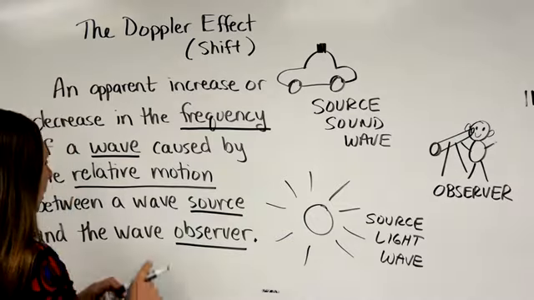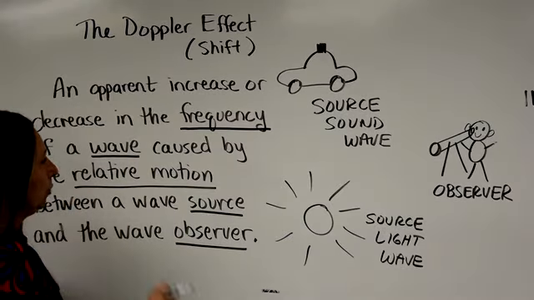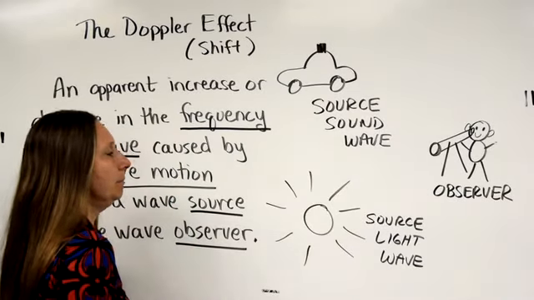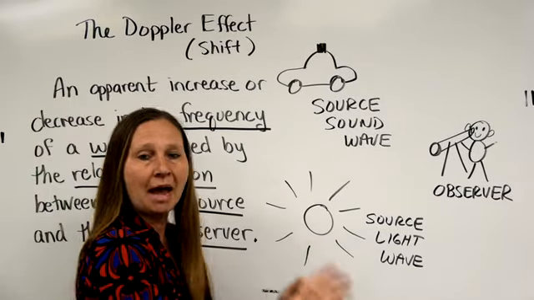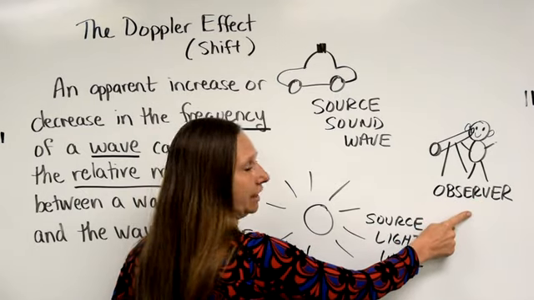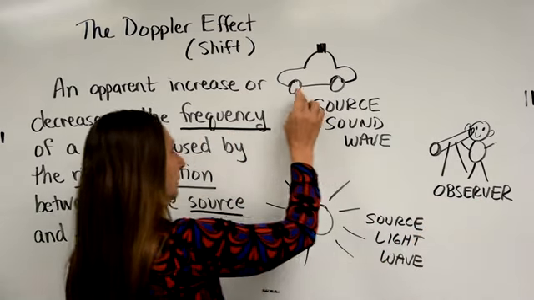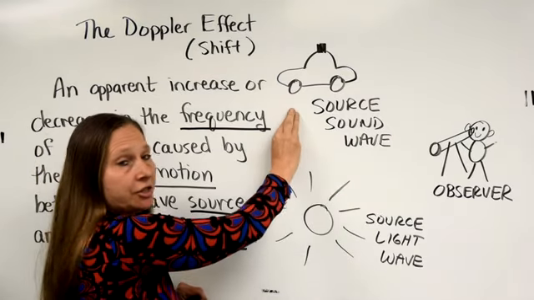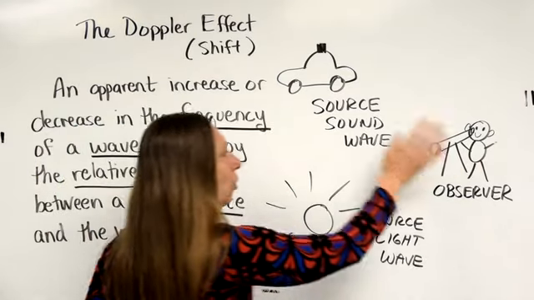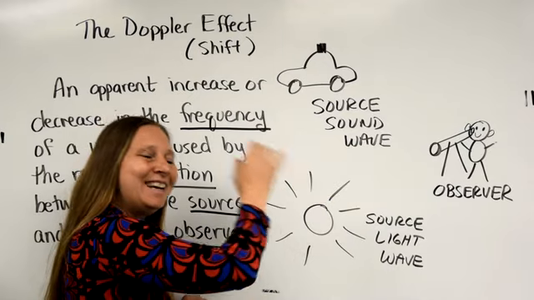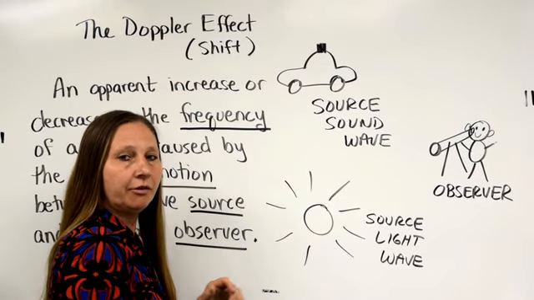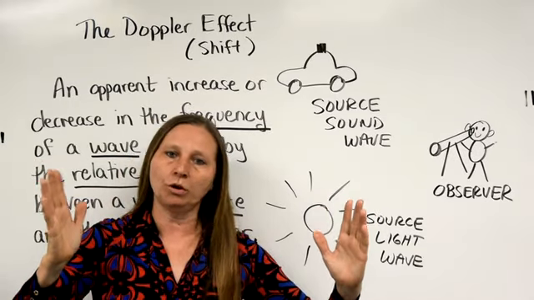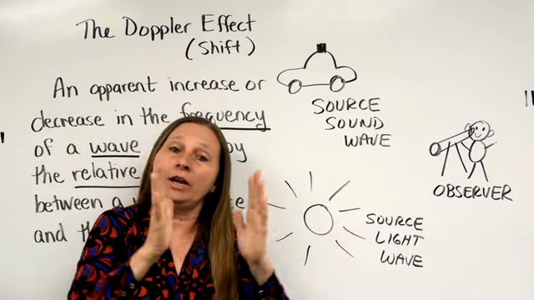Now, relative motion. When we say relative motion, we mean it doesn't matter if the guy is standing still and the car is moving toward him, or if the car is standing still and the guy is walking toward the car. It doesn't matter. There is relative motion. The distance between the source and the observer is changing.